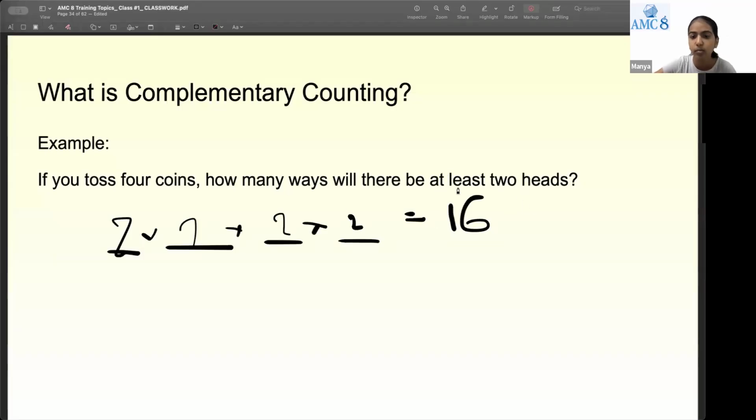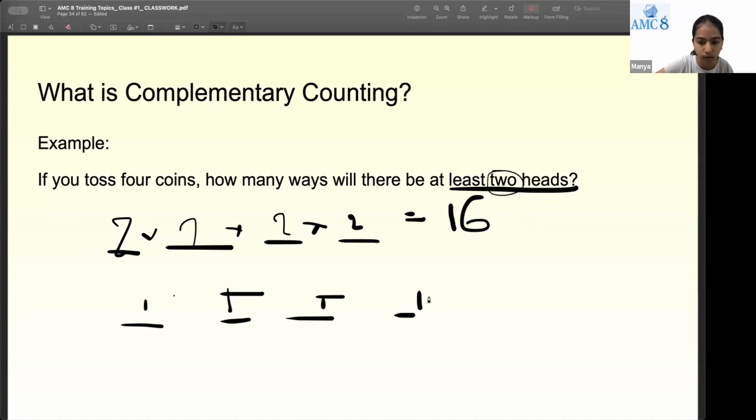And now they're asking us how many ways will there be at least 2 heads. To find at least 2 heads, we already know that the opposite of this would be either having one head or no heads at all. No heads is the same thing as tails, tails, tails, tails. We already did this for the previous problem, so this would still be one chance.